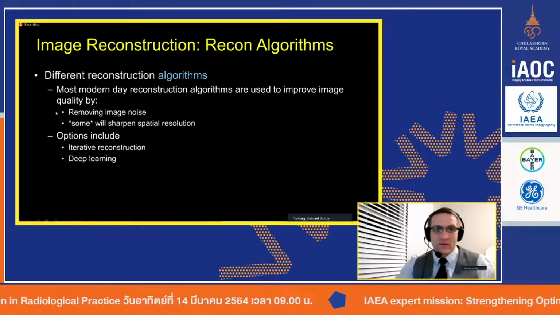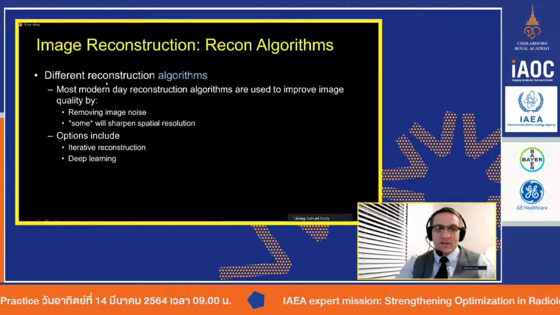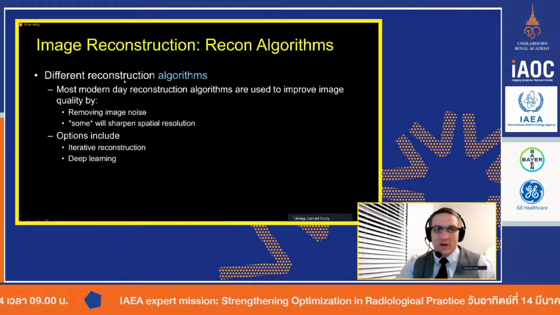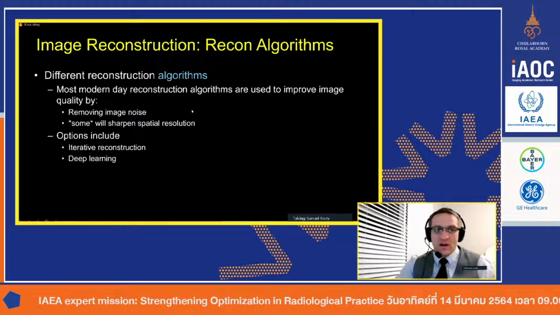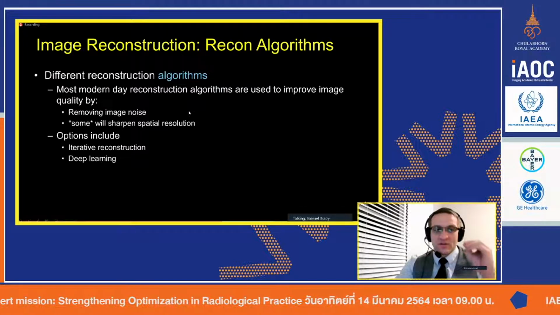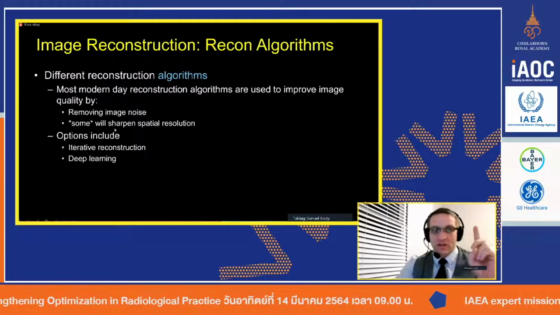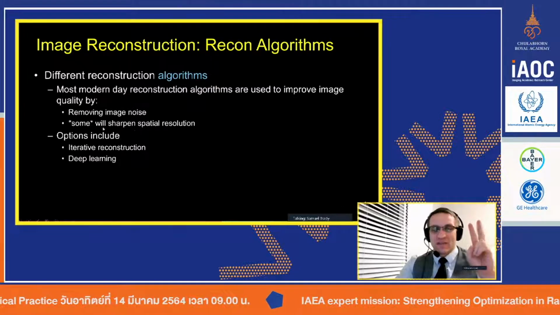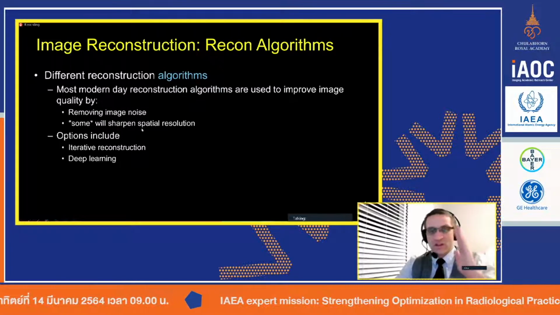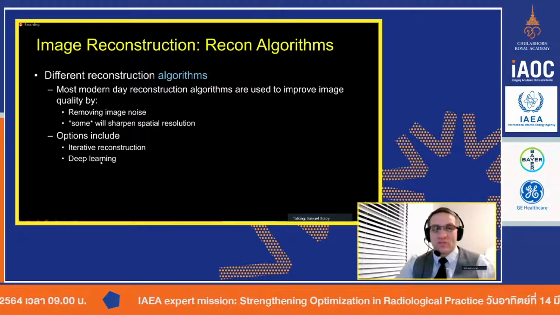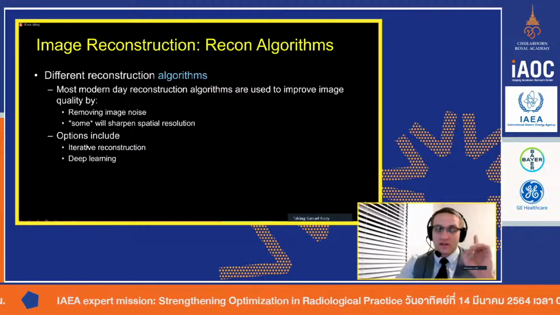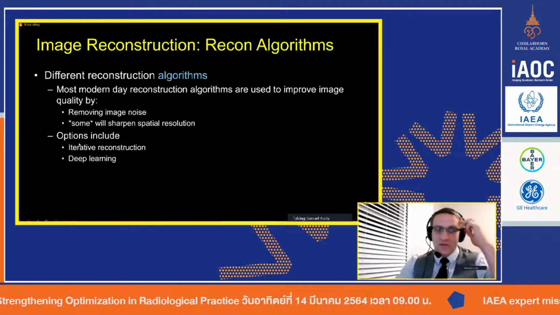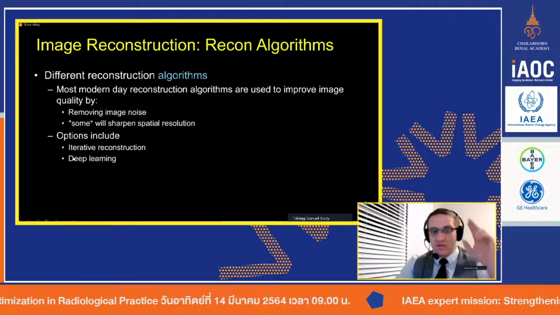All right, so the other aspect we should consider is the type of algorithm we use. Most modern day reconstruction algorithms are always trying to do one of two things. Mostly remove image noise. And then the other one, some of them will try to sharpen the spatial resolution or sharpen the edges. And so the most common one, and I forgot to list it, was filter back projection when we're talking about the head. The other one is iterative reconstruction. And the newest one is the deep learning one.